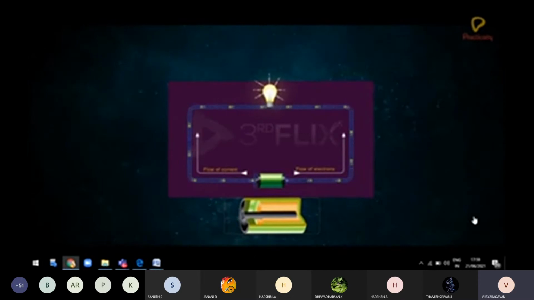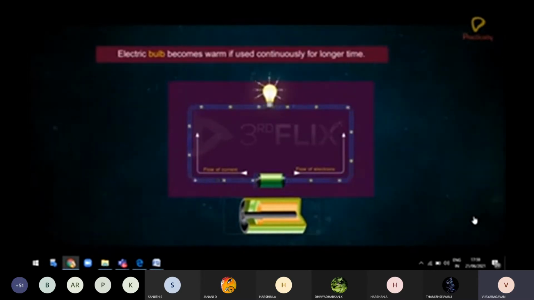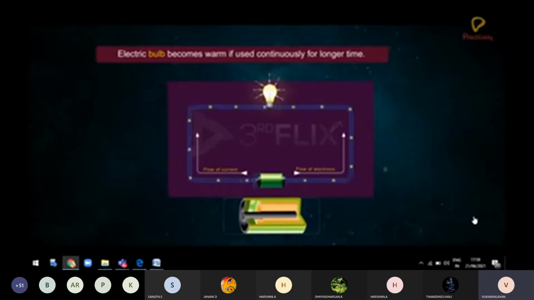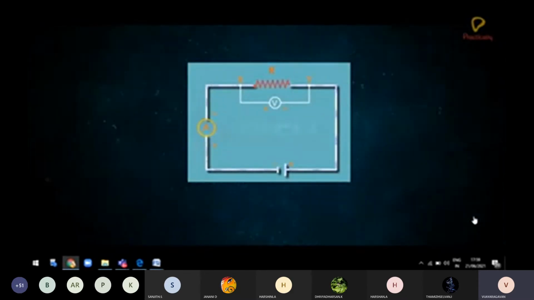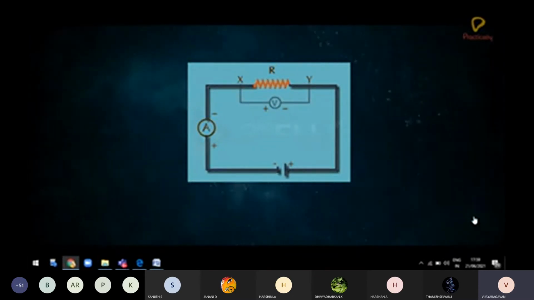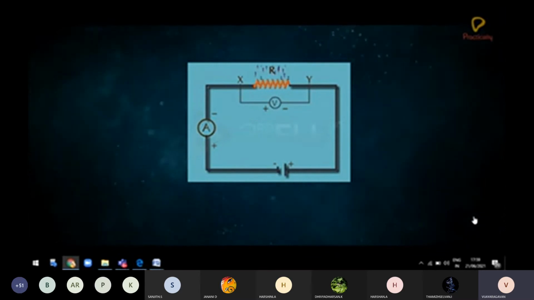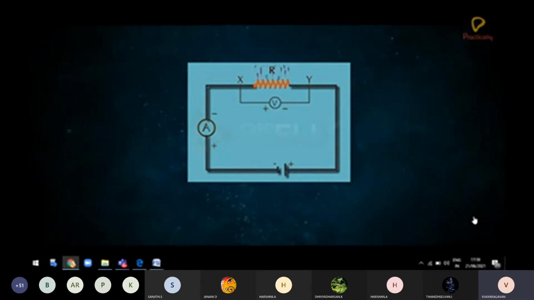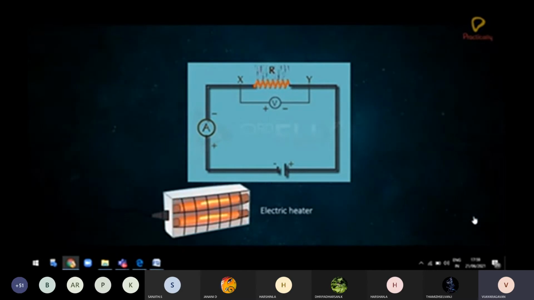Example: An electric bulb becomes warm if used continuously for a longer time. Heating effect of the electric current is generally seen in purely resistive circuits. This effect may be observed when source energy is used entirely to produce heat. Example: electric heater.